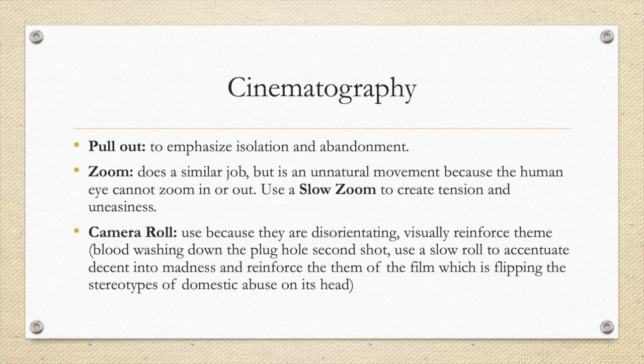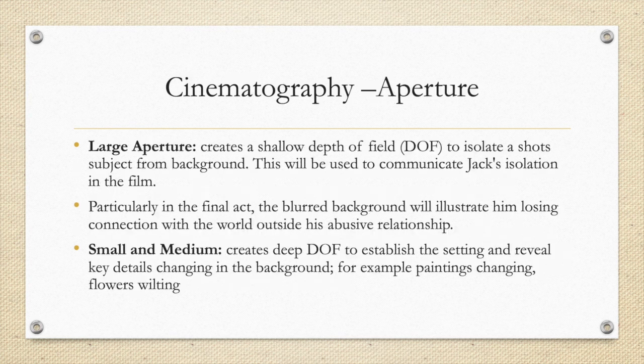Camera rolls I'm going to use in the third act of the film to try and disorientate the audience and visually reinforce the themes that Jack is under so much strain and his world is being turned upside down by being stuck in this abusive relationship, and also to highlight his eventual mental break towards the end of the film.